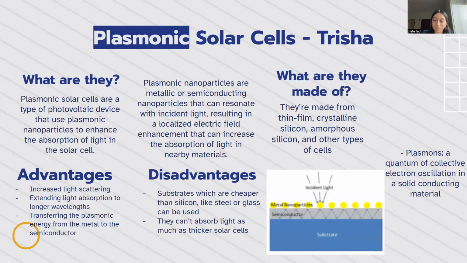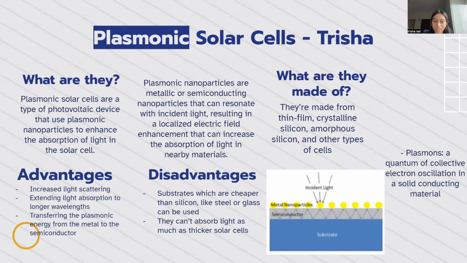Then lastly, there's plasmonic solar cells. Plasmonic solar cells are a type of photovoltaic device that use plasmonic nanoparticles to enhance the absorption of light in solar cells. Plasmonic nanoparticles are metallic or semiconducting nanoparticles that can resonate with incident light, resulting in localized electric field enhancement that can increase the absorption of light in nearby materials. Plasmonic solar cells are made of thin film, crystalline silicon, amorphous silicon, and other types of cells.